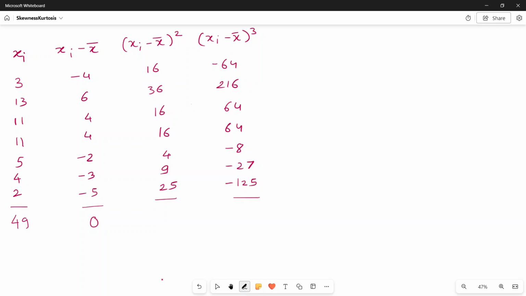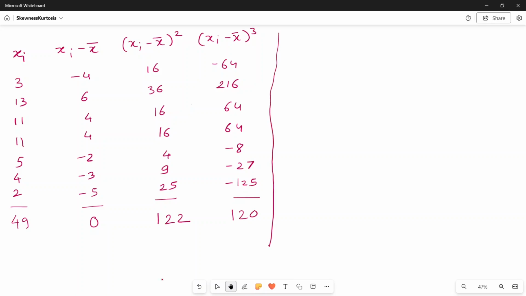Okay, so now xi minus x bar square, we'll calculate the sum of this column. If you calculate the sum, this comes out to be 122. And the last column, if you actually calculate the sum, this comes out to be 120. Okay, so now first we'll need the value of S, that is the sample standard deviation.